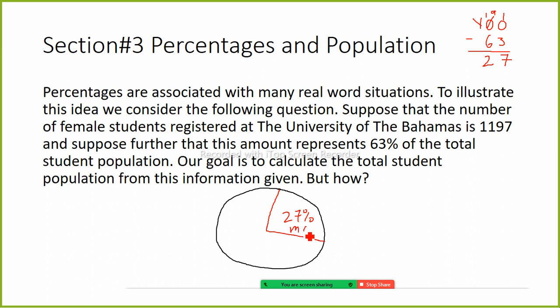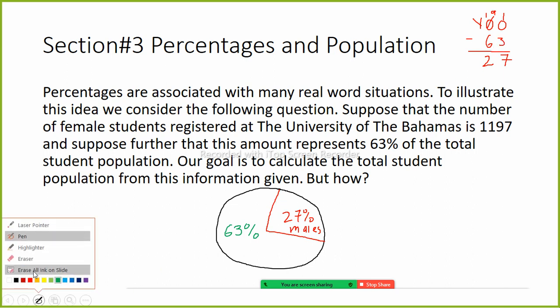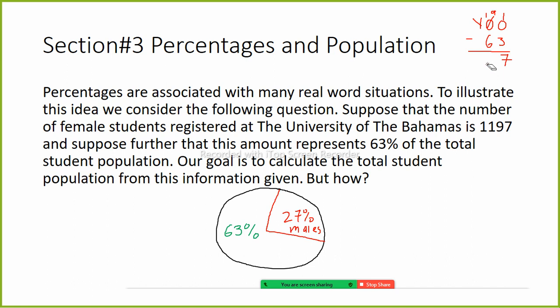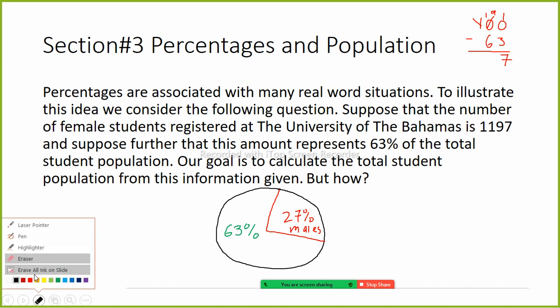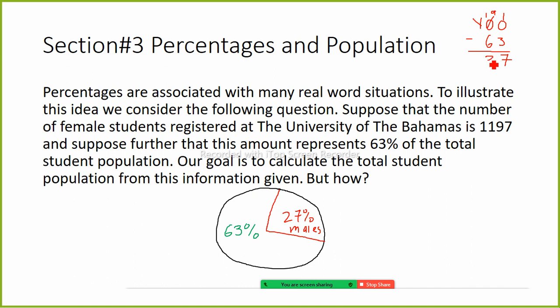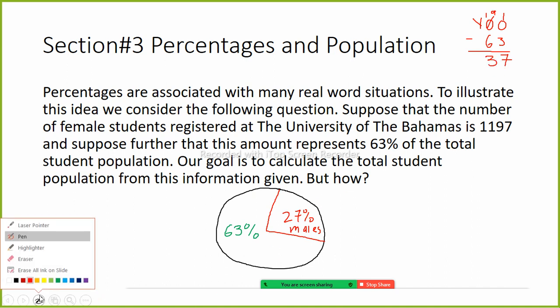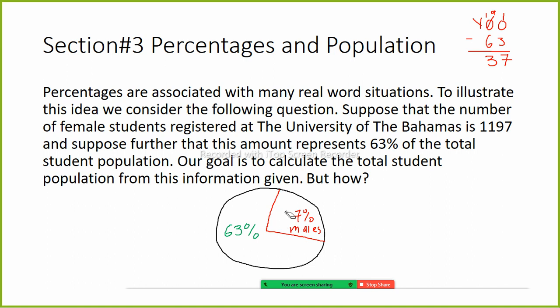And we know that 63%... it's 37. Oh, 37, thank you. Not 27. Thank you, because I was thinking, yeah, that's right. 37. So 37% is males, 63% is females.